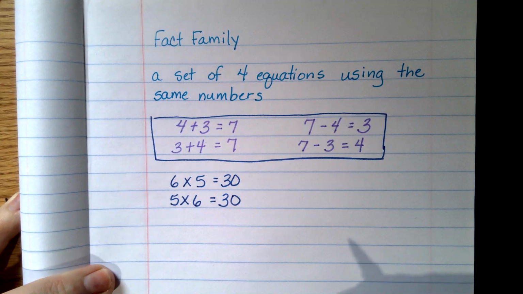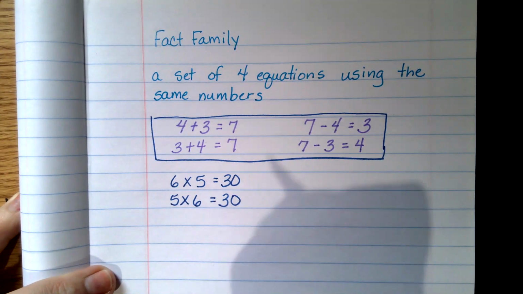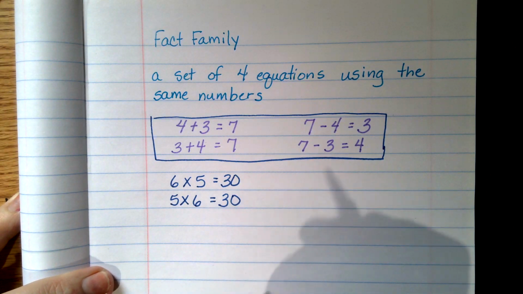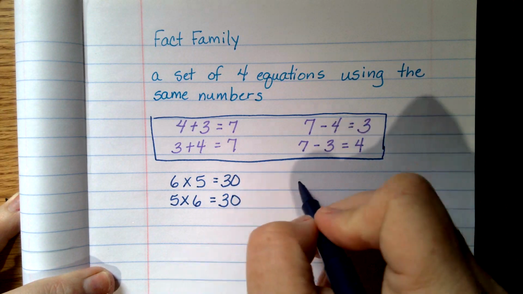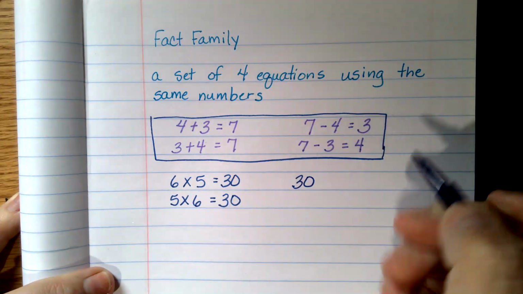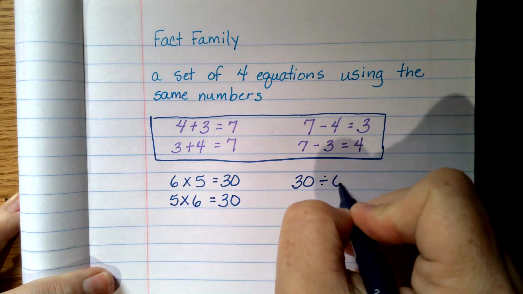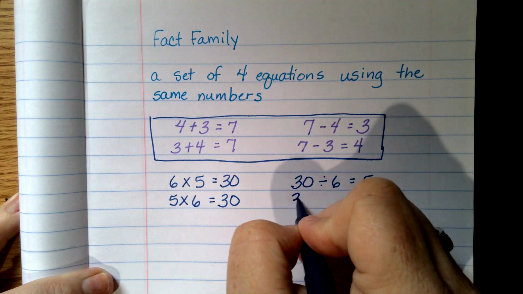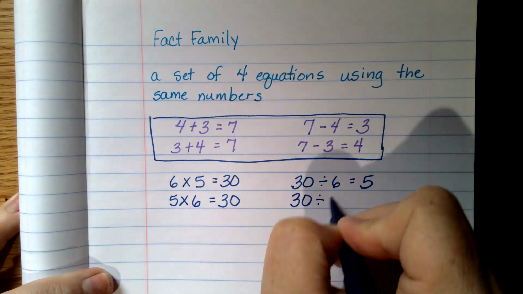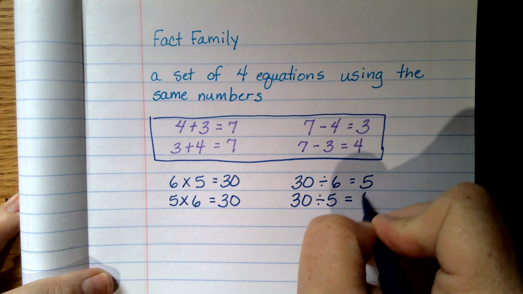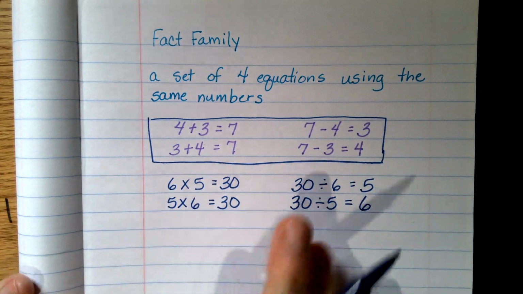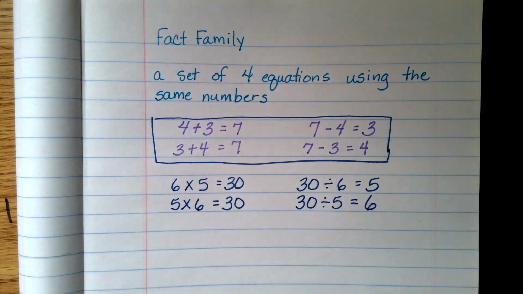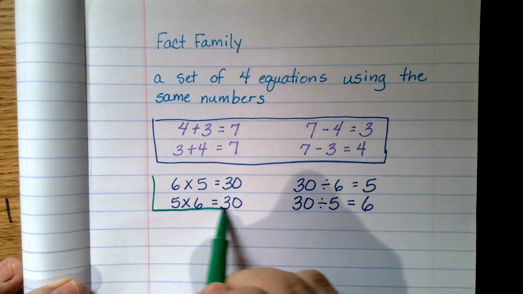Then when we do our quotient, when we're trying to find out the division problem, we start with the product, which is 30. This becomes our dividend. And we're going to divide by 6, which equals 5. And we're going to take 30, and it becomes our dividend. And our divisor then becomes 5, and our quotient equals 6. This is a multiplication and division fact family. Two separate families.